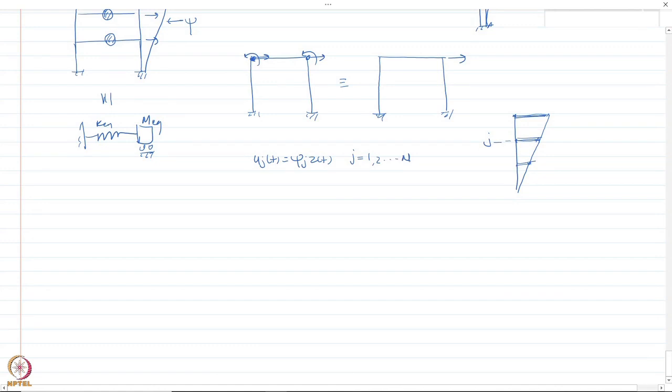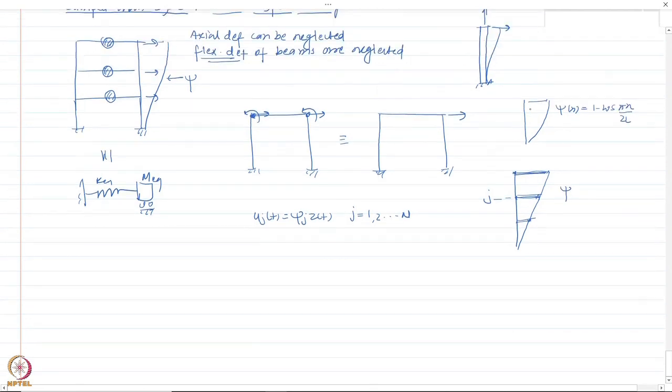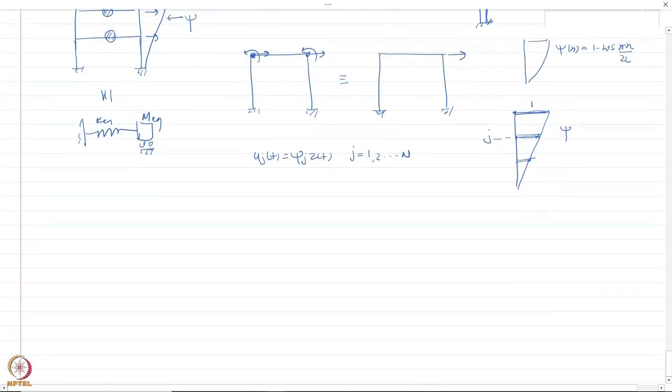Remember, when we had a cantilever beam, I had represented this deflected shape phi(x) as different shape functions. One of them was 1 minus cos(pi x by 2L). In this case, I'm going to represent a shape vector. If it's a straight line, this is 1, this is 2 by 3, and this is 1 by 3. So phi I can write as 1 by 3, 2 by 3, and 1. This represents the shape, which says that although these different coordinates vary in time, at any time instant they would always be in this proportion.